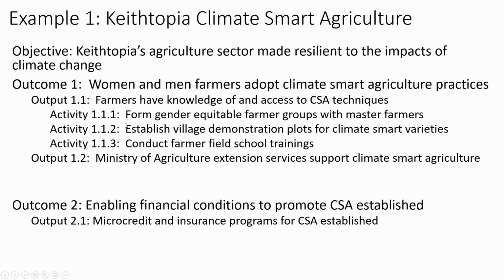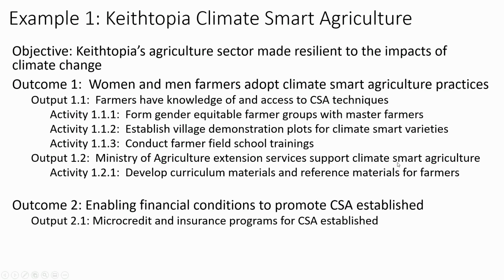So we've simplified this quite a bit. You could add more activities if you need them. Typically, an output has between 2 to 7 activities. But because we only have one slide, we only have 3 activities. So let's look at the next one down here, our second output, 1.2. Ministry of Agriculture Extension Services support climate smart agriculture. That's the output that we want.